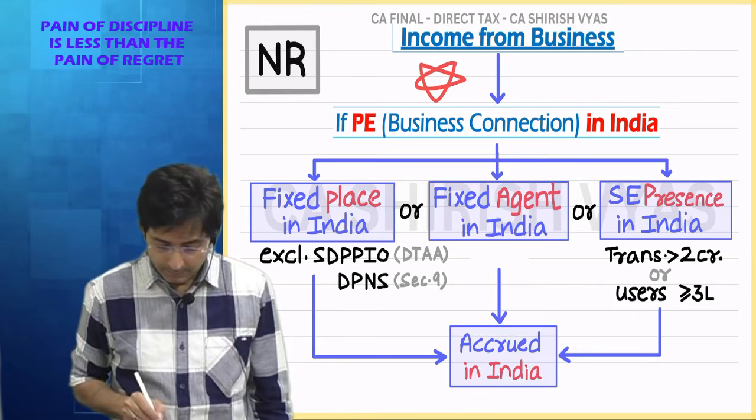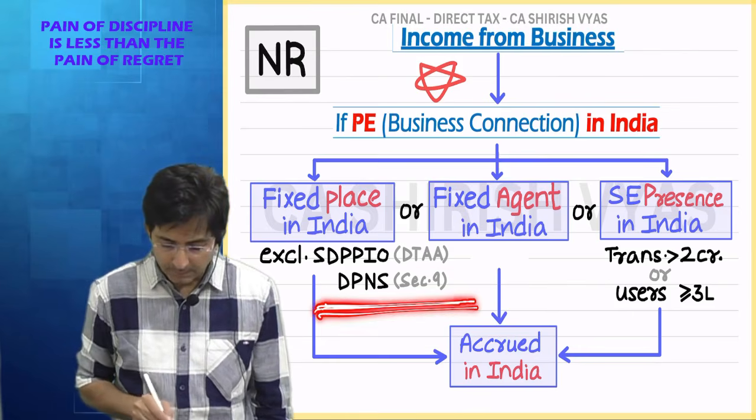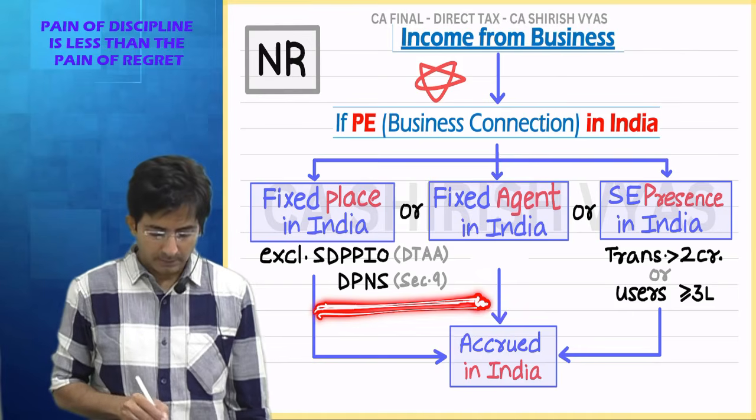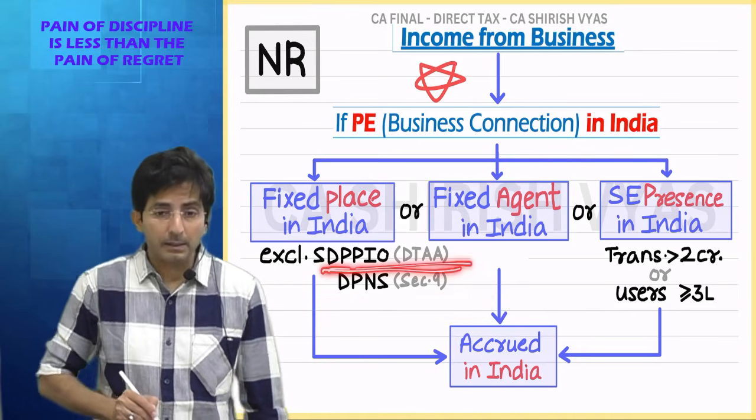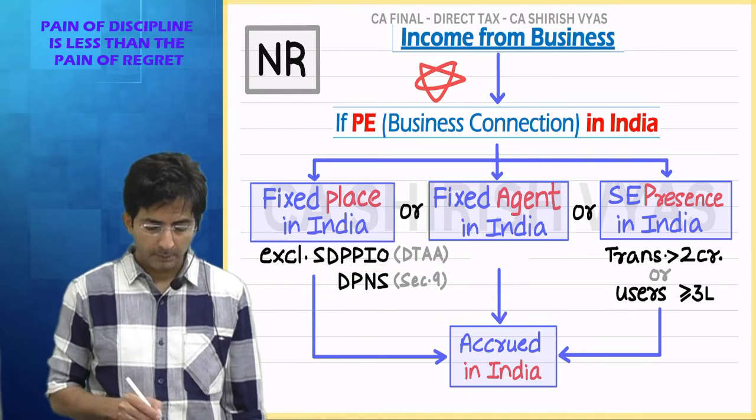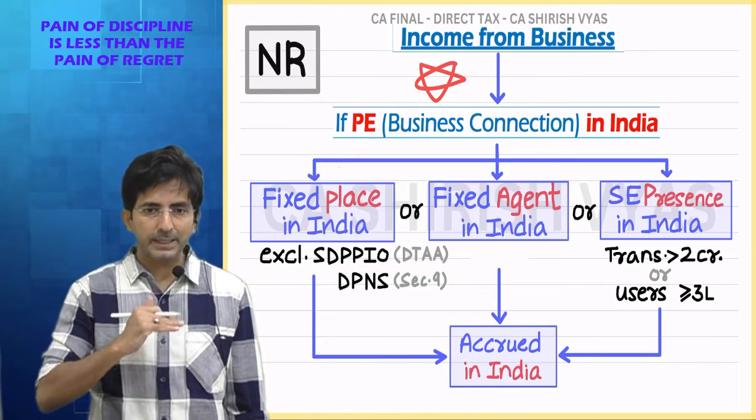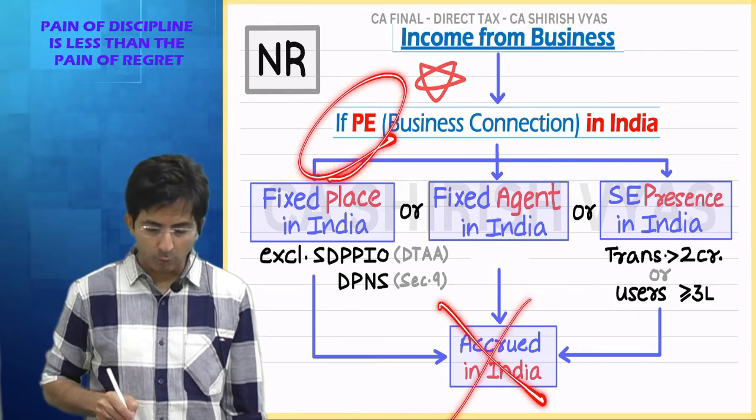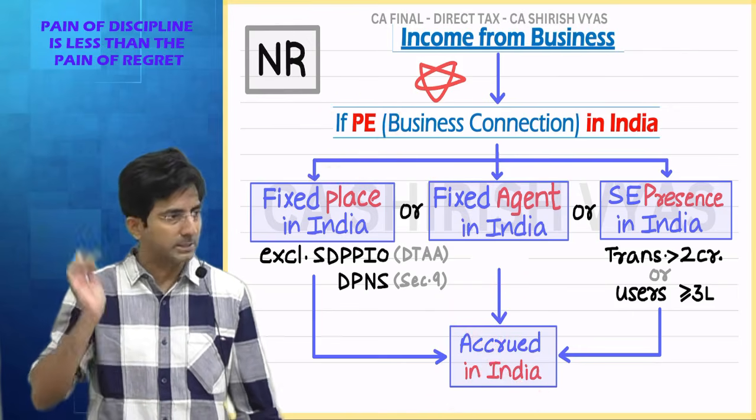DPNS is exemption under Section 9. SHIRISH is exemption under DATA. Exemption from what? Exemption from the PE status. And exempt from PE status means not accrued in India, not taxed in India.